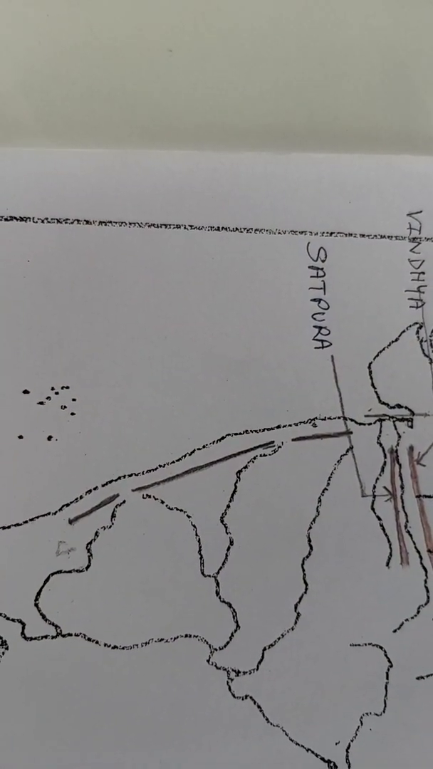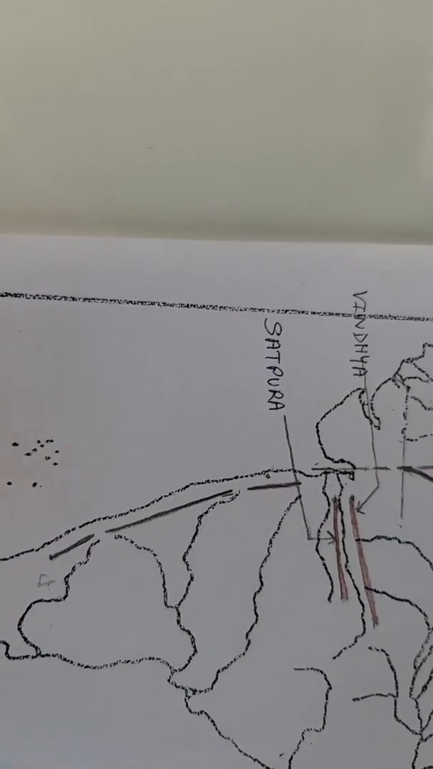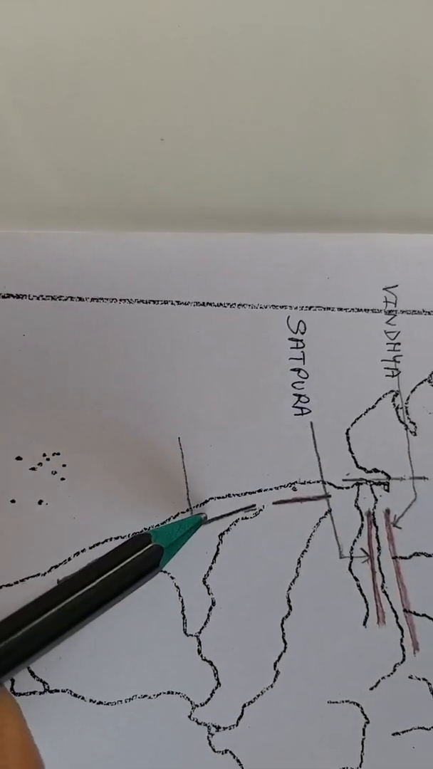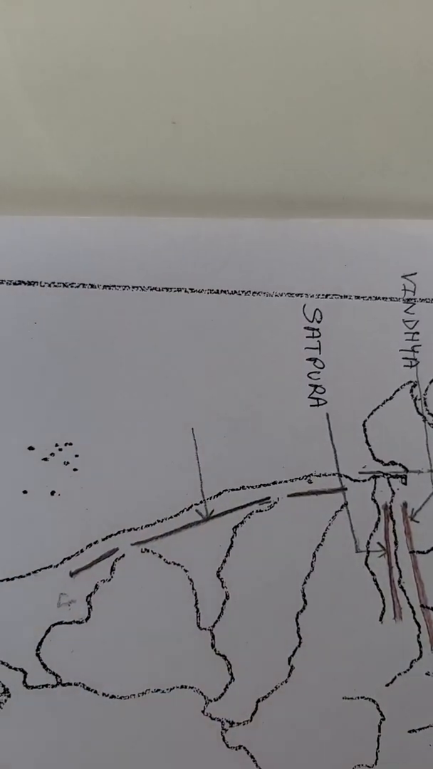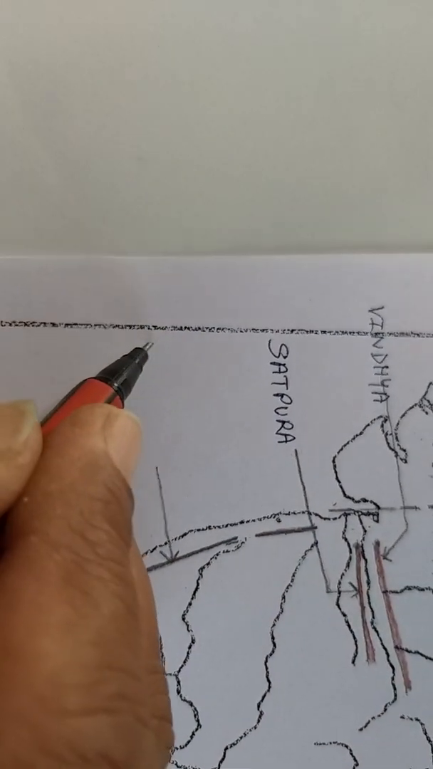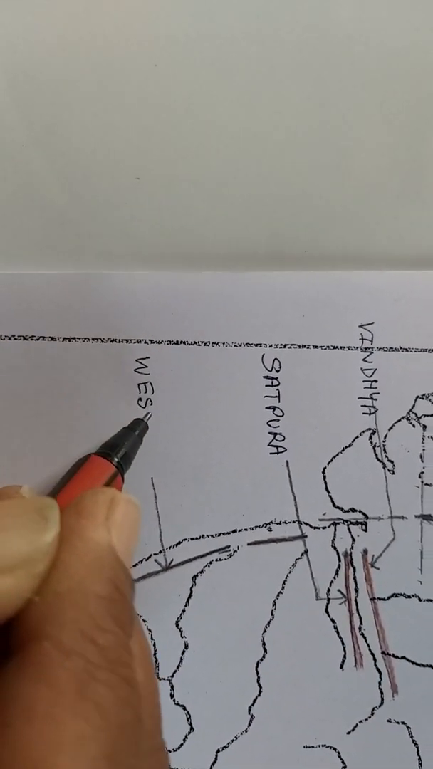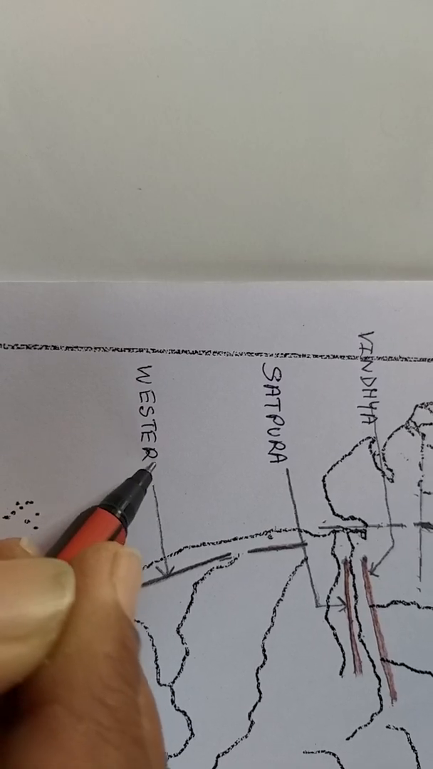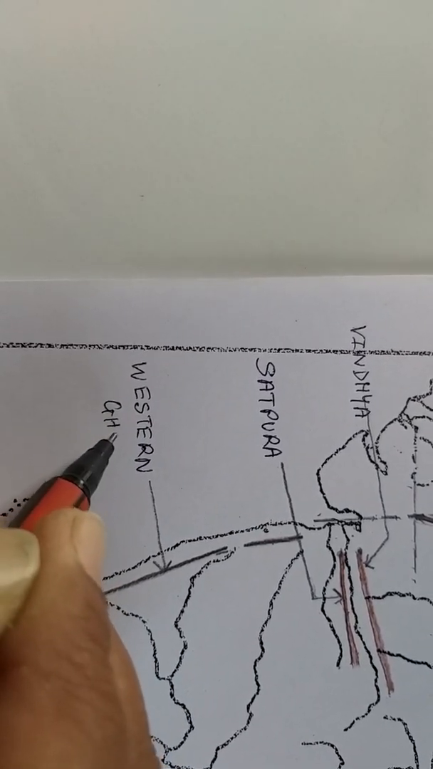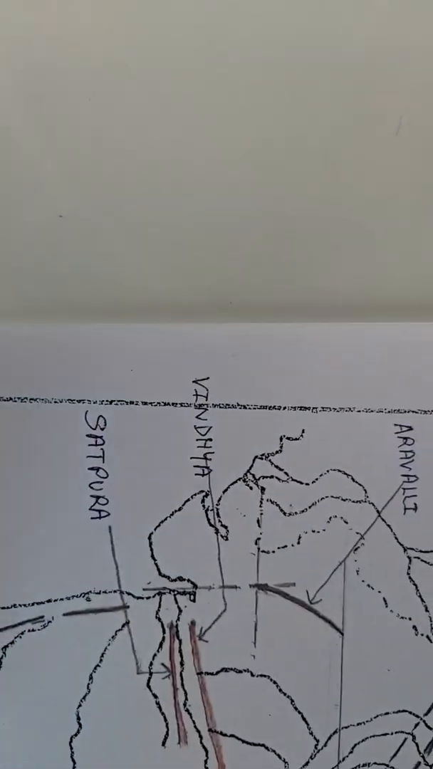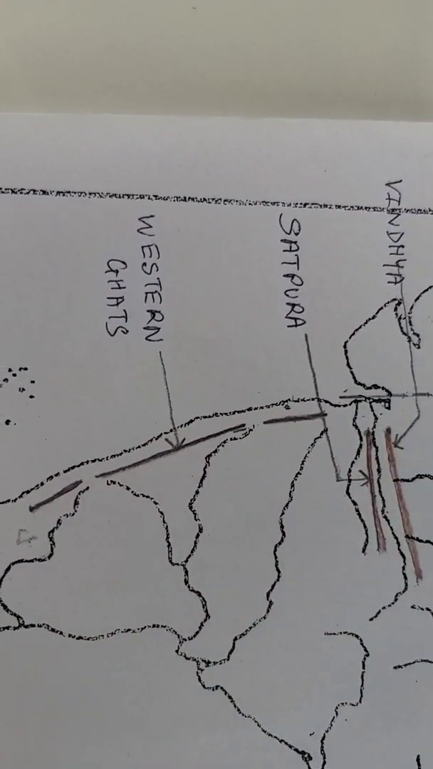While labeling, no need to draw three lines. Any one place you can put an arrow. Any one line you can show, point it out. And let's write this as Western Ghats. Okay. So this is Western Ghat.